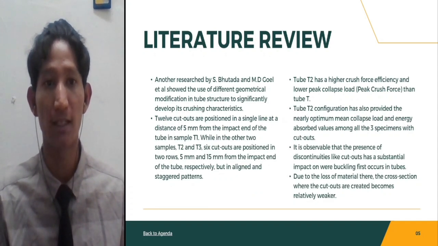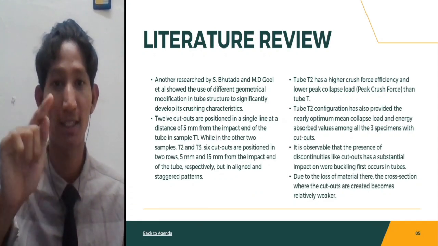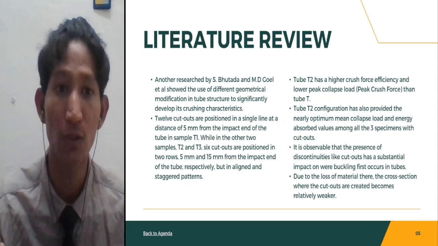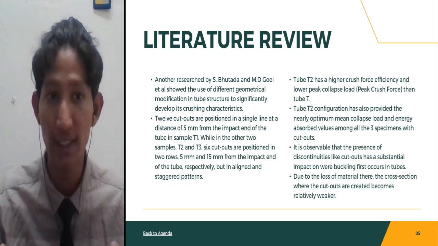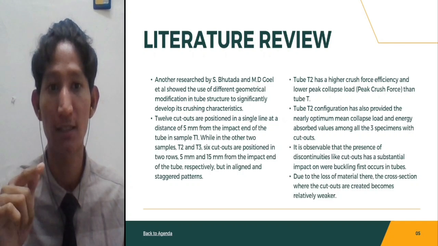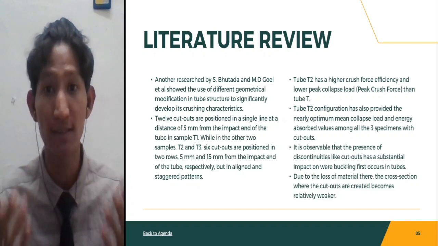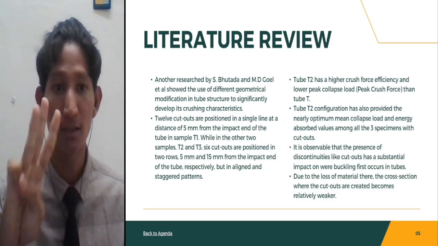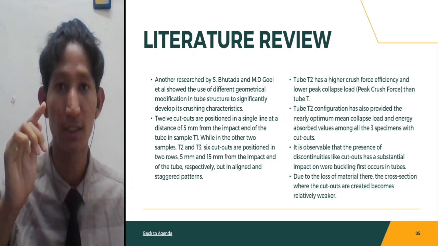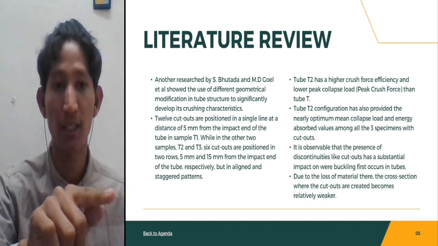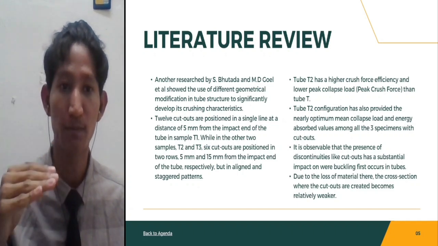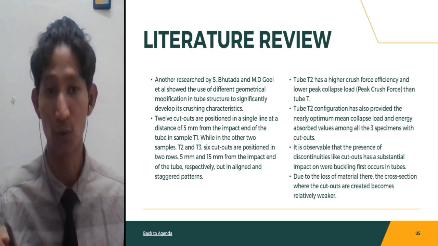Another research by Subham Budhadityo and M.D. Goyal et al. shows that the use of different geometrical modifications in tube structure will significantly develop its crushing characteristic. In this research, there are 3 samples of window tubes. For tube T1, 12 cutouts are positioned in a single line at a distance of 5 mm from the impact end of the tube.